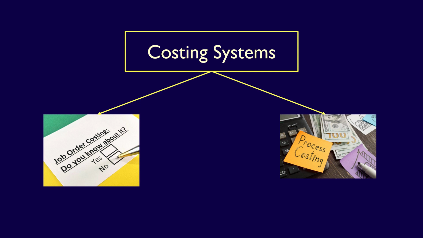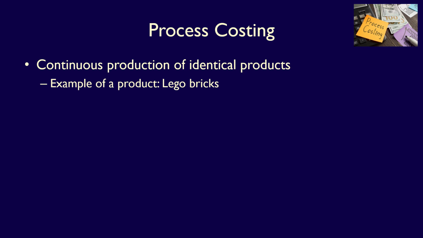There are two cost systems, job order costing and process costing. Here we focus on process costing. We covered job order costing in a past video. A process costing system is used when products are produced continuously, where each product has exactly the same amount of direct materials, direct labor, and overhead. Each end product is therefore identical.